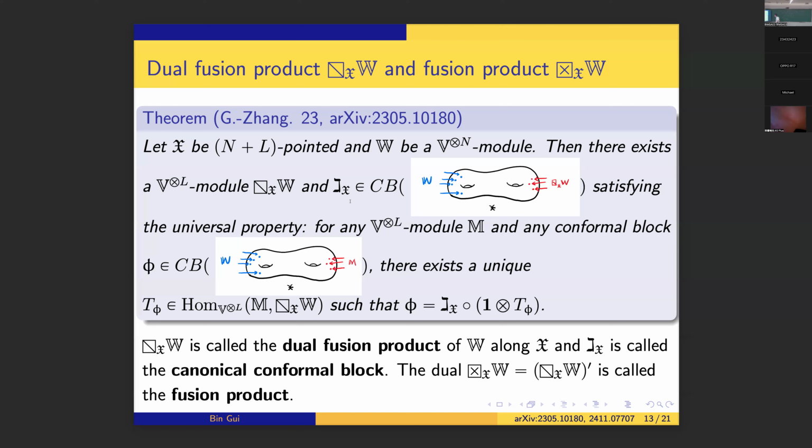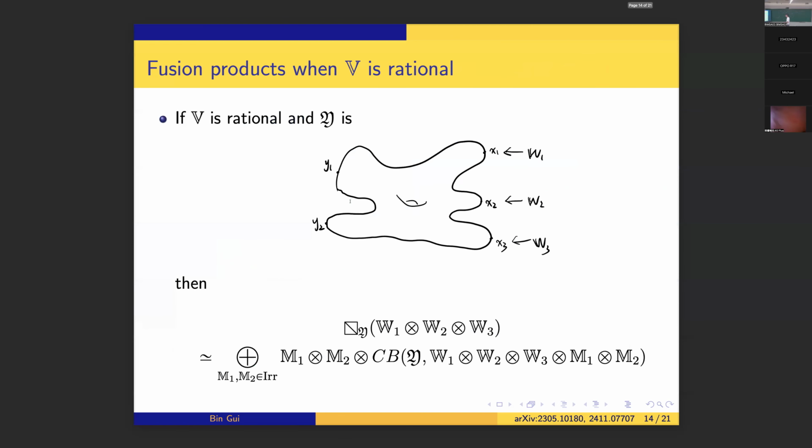This is the first paper here, which we posted on arXiv last year. With the help of this dual fusion product, we have an example in the rational case. I'm sorry that here I switched the orientation; here I'm going from the right to the left. Input points are on the right, and here you put W1, W2, and W3. The two marked points on the left are outgoing points, and the dual fusion product could be written down explicitly using this formula.